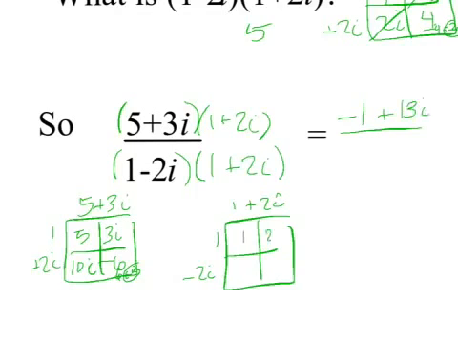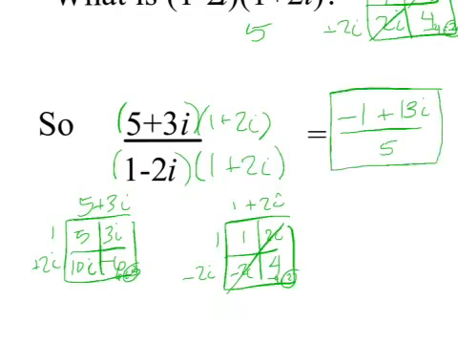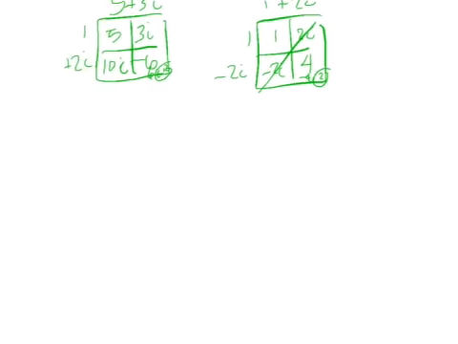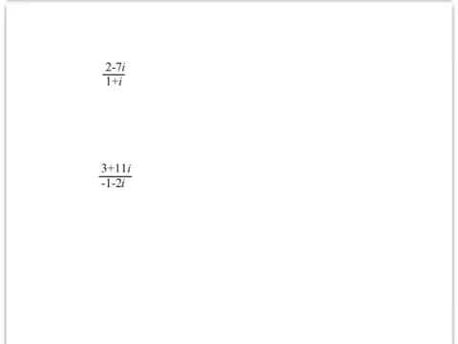We get 1, and then we get 2i and minus 2i, and then we get negative 4i squared, and i squared is negative 1, so we get a positive 4. So the 2i and negative 2i cancel. 1 plus 4 is 5. And now this is actually going to be our answer. We get negative 1 plus 13i all over 5 is going to be our answer. There's really no other math to do there. So as long as you don't have i in the bottom, you're good to go.